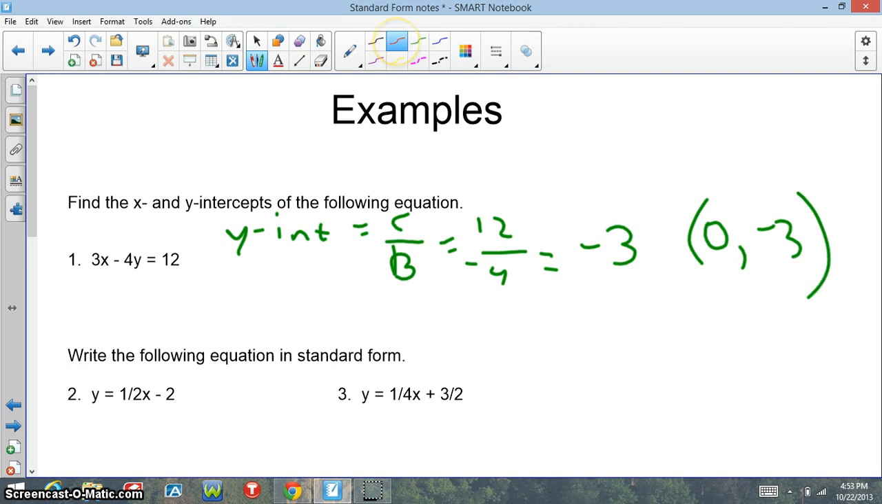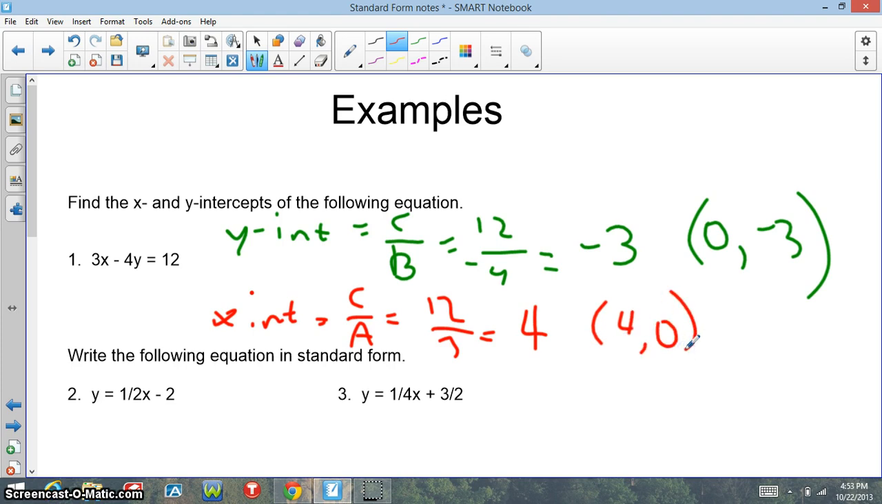Now let's find our x-intercept, which is c over a. Our c is 12, our a is 3. 12 divided by 3 is 4. Again, 4 is not the x-intercept, it's not our ordered pair. That's just where it crosses the x-axis. Our actual ordered pair is going to be 4, 0. That's the ordered pair for our x-intercept.